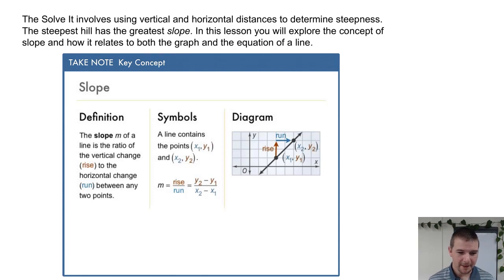The slope, m, of a line is the ratio of the vertical change, which we often call rise, to the horizontal change, which we often call run, between any 2 points. The slope formula can be written as m equals, well, rise over run for short, but y2 minus y1 over x2 minus x1, where x2, y2, x1, and y1 are all coming from known points. A diagram at the right shows a line, its rise and its run, shown between 2 different points on the graph.